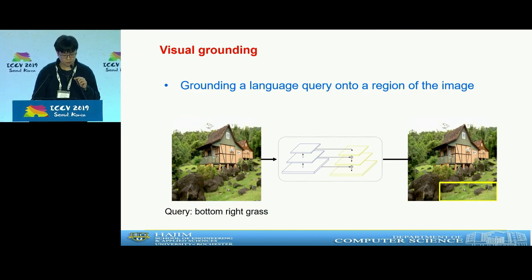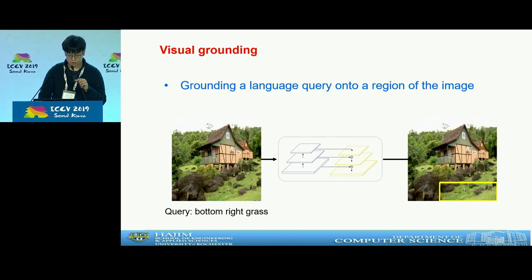Visual grounding is the task of localizing a language query in an image. For example, given the following image and query "bottom right graphs," we aim at developing a system that could predict the grounded region shown in the yellow box.